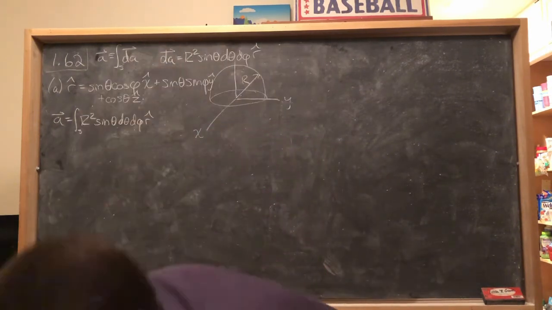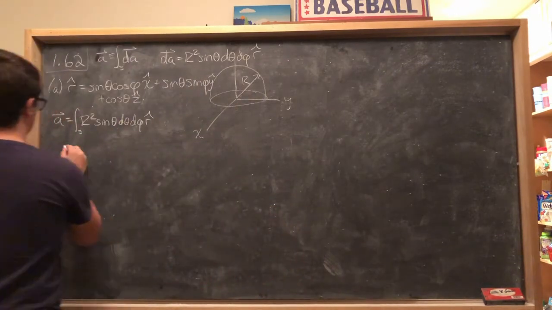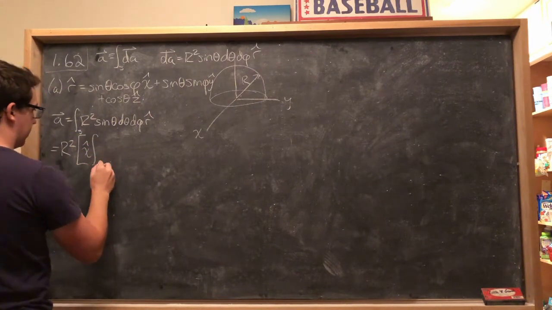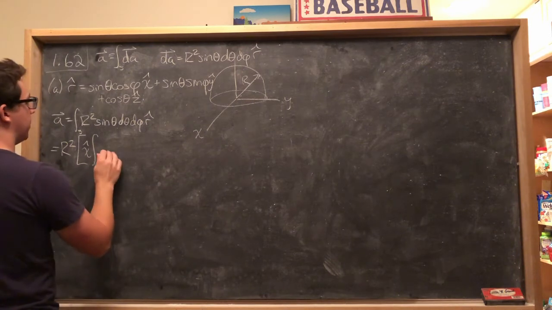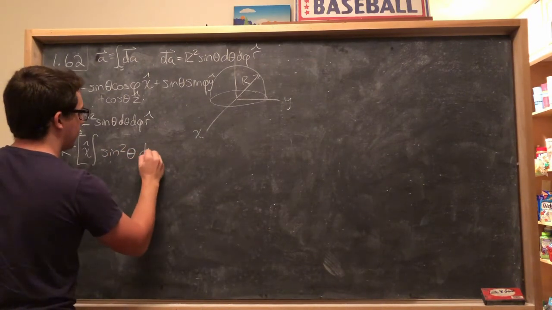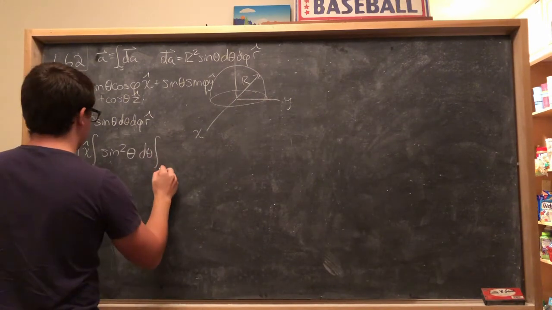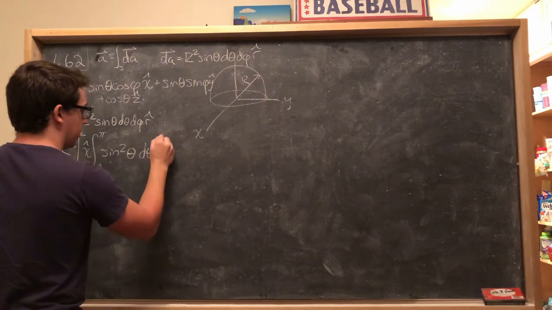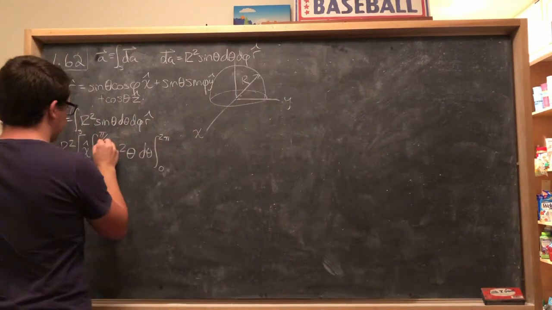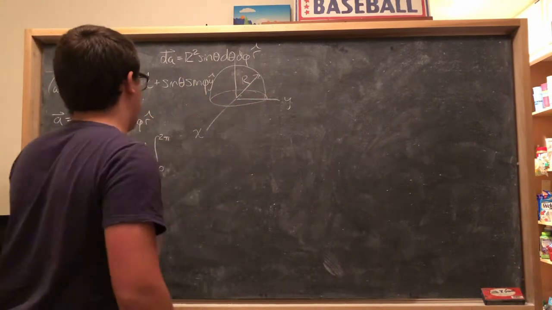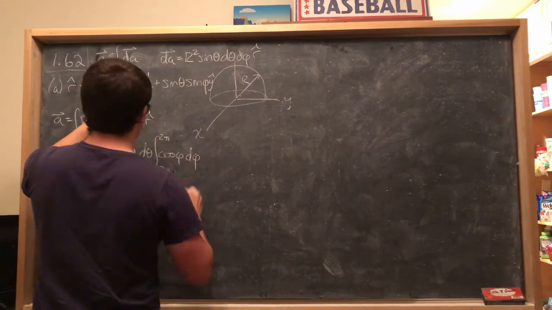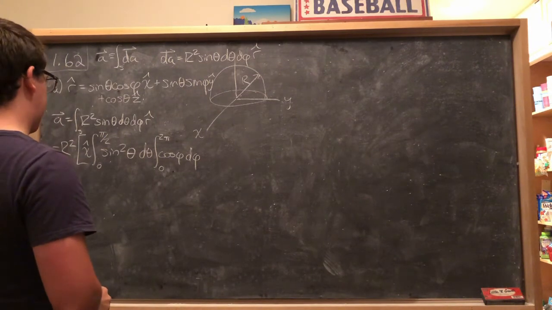And so let's write that out. We can pull the r squared out, and I'll do the x hat. This would be sine theta times sine theta, so sine squared theta d theta, and that's 0 to pi, and then, actually, it's not 0 to pi, because since we're doing a hemisphere, we go 0 to pi over 2. But our azimuth angle still goes all the way around, 0 to 2 pi. And so we have cosine phi d phi. So that is our x hat component.